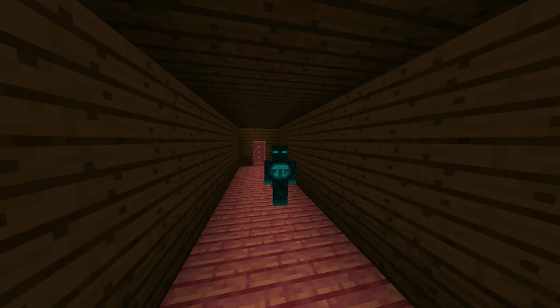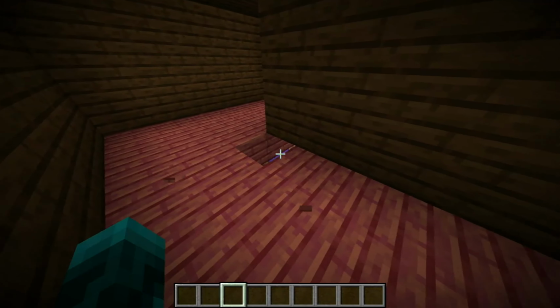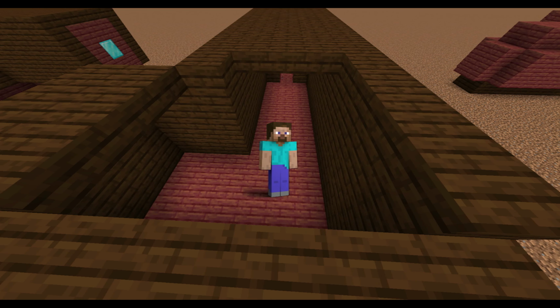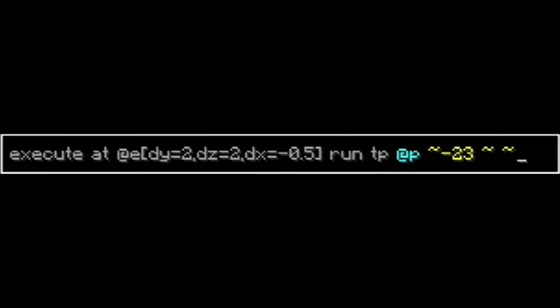Was it magic? Trickery? Well, it's actually surprisingly simple. You see, just beyond the door is a repeating command block, and shockingly, it contains a command in it. This command teleported Steve to the exact same relative position in an almost identical section. It did this by using this execute command shown here.